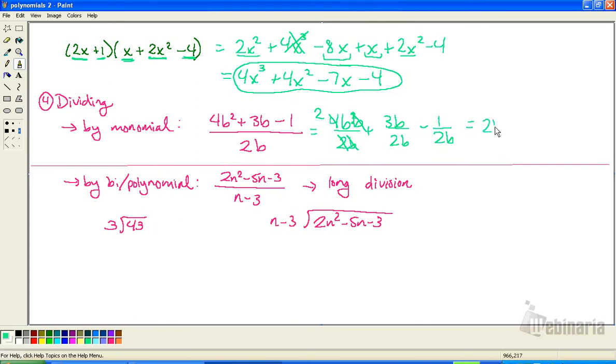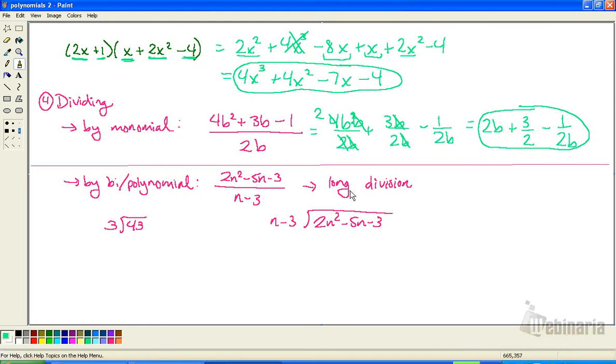Let's move on to the second group. The 3 and the 2 have to stay, but I can cross off those b's, giving me just a 3 halves. And finally, minus 1 over 2b, there's no simplification that we can do there. So when dividing by a monomial, you just take each term on the top and divide by that term on the bottom. Now, what if we are dividing by a binomial or by a polynomial? In that case, we need to use long division.